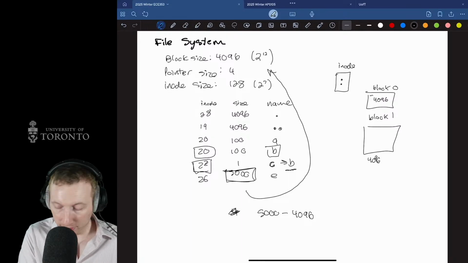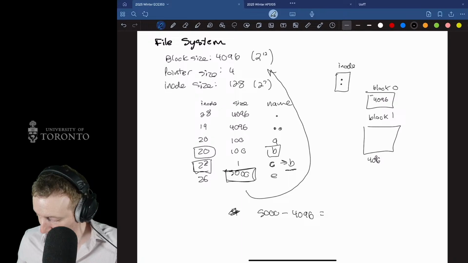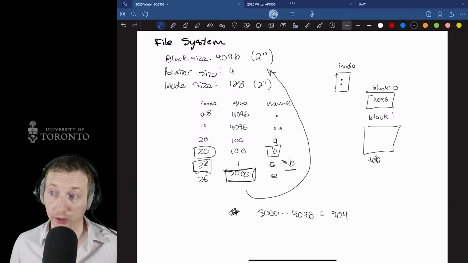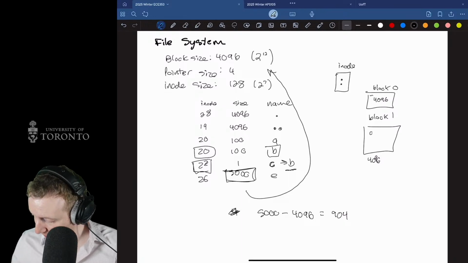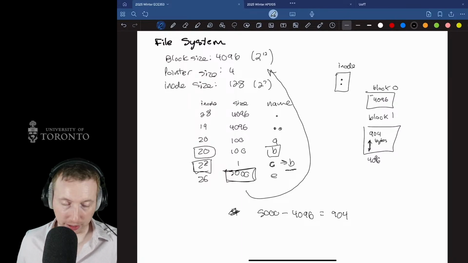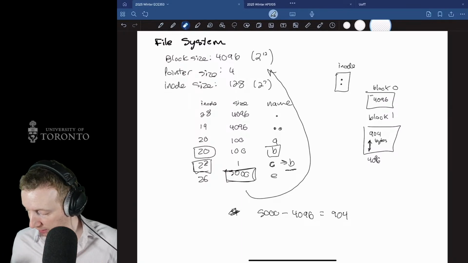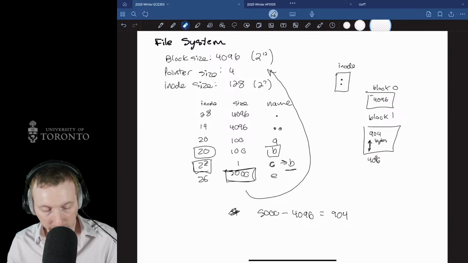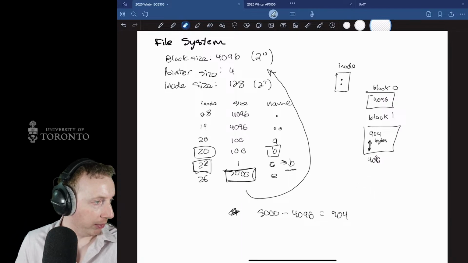So this, you can either do the math, which is 904, or you can use your calculator. So this block would have 904 bytes of that file actually being used. The rest of it would be internal fragmentation, because we're only dealing with blocks at a time. So we would need 2 blocks to store the contents of this file. So hopefully everyone's good with that.